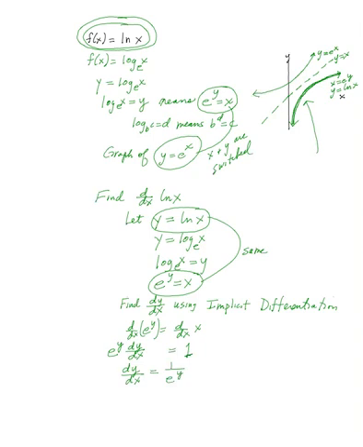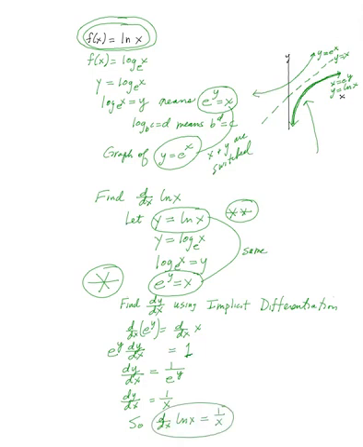But look, what is e to the y? Look back up here. It's just x. So I've got the derivative of y with respect to x is 1 over x. But what's y? Go back up here. It's natural log x. So here's our big takeaway: the derivative with respect to x of natural log of x is 1 over x.